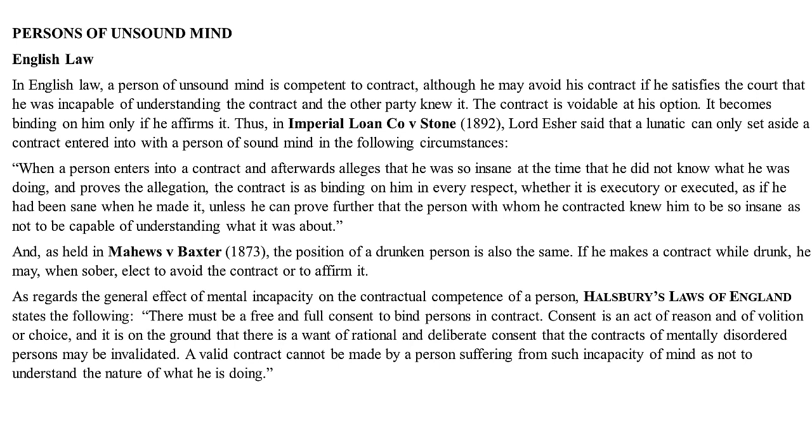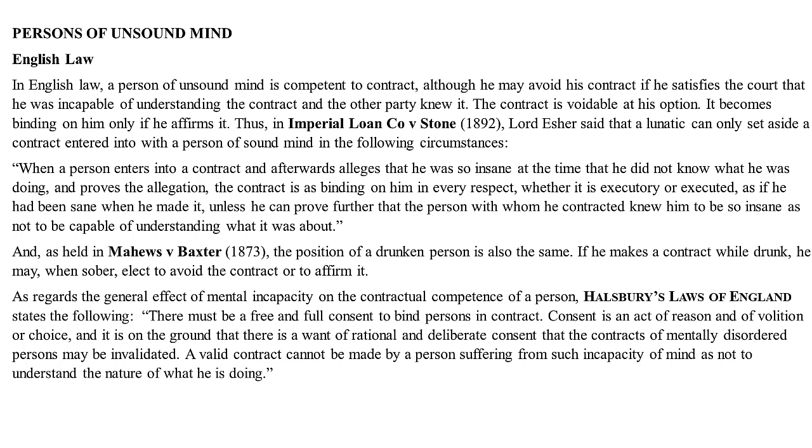Now that we have thoroughly covered the idea related to minors in the category of capacity to contract, we would be switching attention towards persons of unsound mind. So, under English law, we notice that a person of unsound mind is competent to contract, although he may avoid his contract if he satisfies the court that he was incapable of understanding the contract and the other party knew it. So the contract is voidable at his option. It becomes binding on him only if he affirms it.